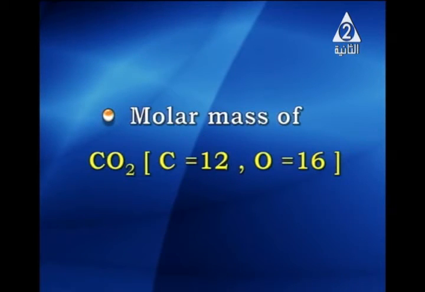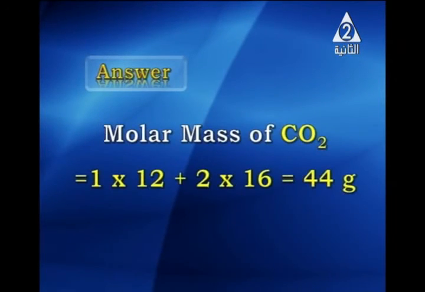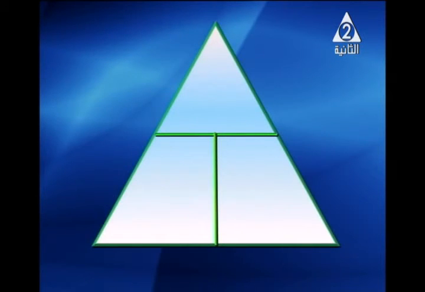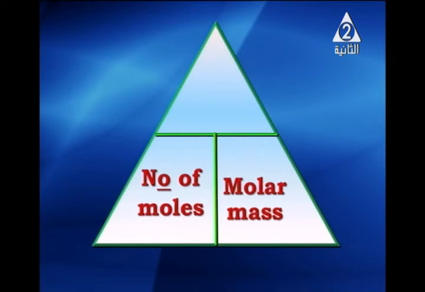Another example, find the molar mass of carbon dioxide where the atomic mass of carbon is 12 and the atomic mass of oxygen is 16. The answer here: the molar mass of carbon dioxide equals 1 times 12 plus 2 times 16 equals 44 grams. Now we are going to discuss the relation between mass and molar mass. Here, my dear student, in the following triangle, if you multiply the number of moles times the molar mass, you can get the mass of the substance.